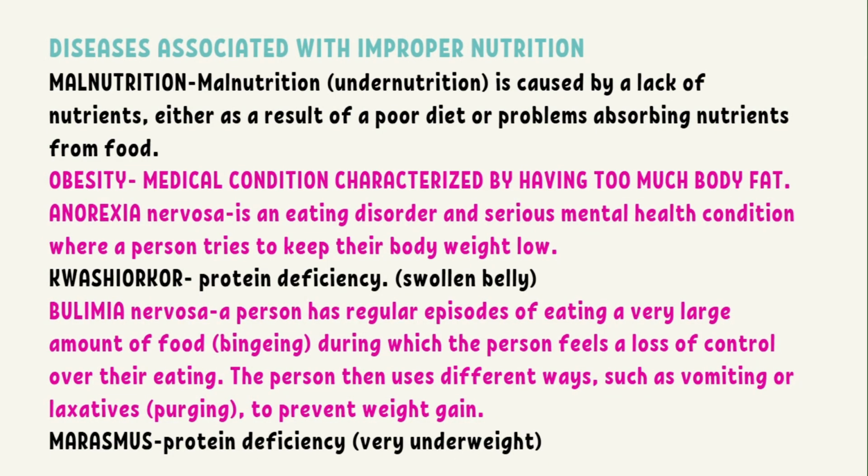Now let's talk about diseases that you can get when you have improper nutrition. So malnutrition, which is also known as undernutrition, is caused by a lack of nutrients, either from a poor diet, not eating enough, or not having access to food. If your body cannot absorb the nutrients from food properly, that can also cause malnutrition. Then obesity, which is having too much body fat, anorexia nervosa, and bulimia nervosa.